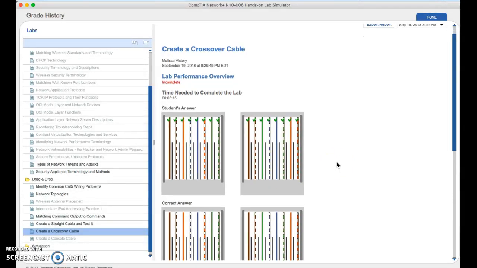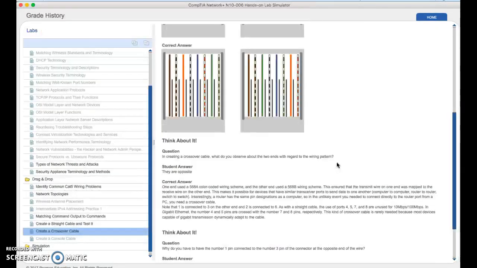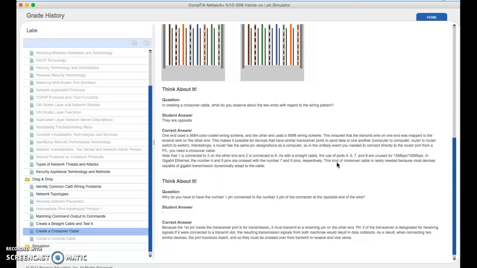Then I did the create a crossover cable. Again, I did fairly well on that. I, again, struggled to answer some of the questions because I struggled to actually come up with the process. I figured that I could actually follow the figure pretty well and create the cable, but I struggled to then apply the information that I used from that.